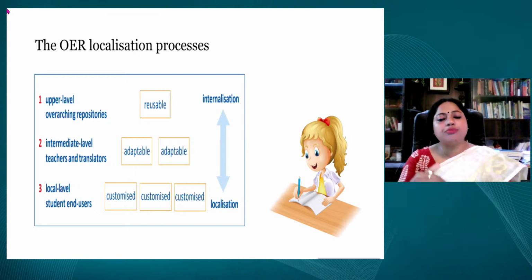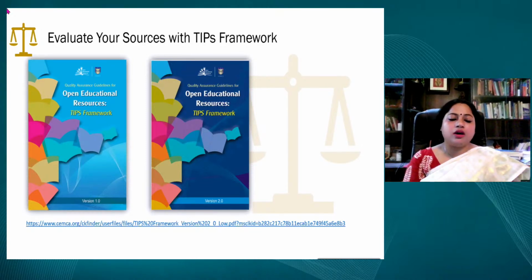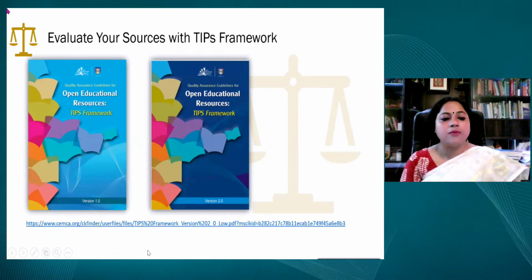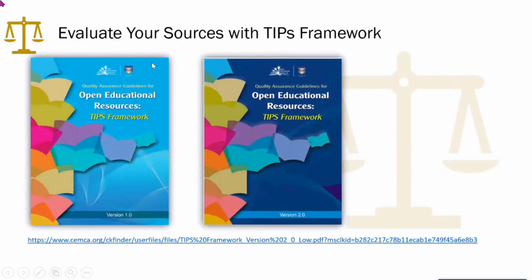So for the perspective of use and for the perspective of reuse, it has its own parameters. Now I'm talking about the TIPS framework. You can have these books from this link. One is the Open Educational Resource TIPS Framework version 1, and another is version 2. What actually is the difference between version 1 and version 2?